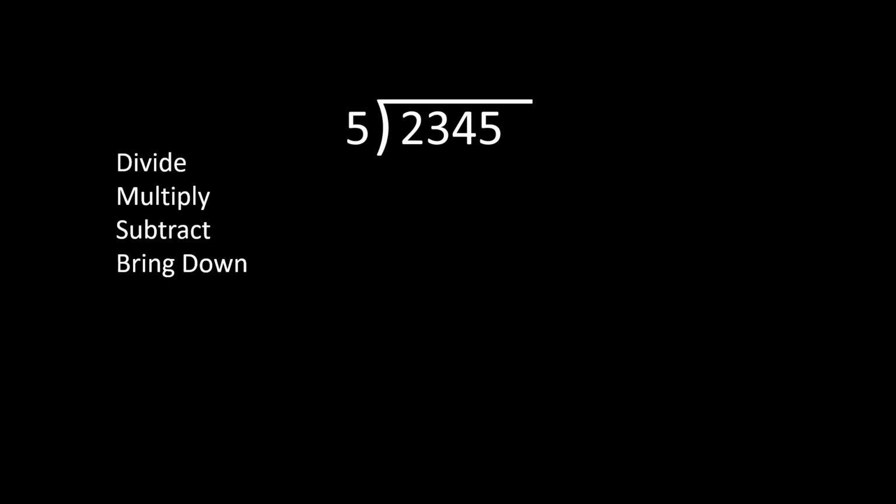Here you have 2,345 divided by 5, and your first step is to divide. The first digit in the dividend is 2. 2 divided by 5 is 0. So you're not going to start with the 2. You're going to look at the first 2 digits of the dividend, the 23. 23 divided by 5 is 4. Notice that when recording our work, I lined up the 4 directly over the 3 because it was the 23 that we divided.